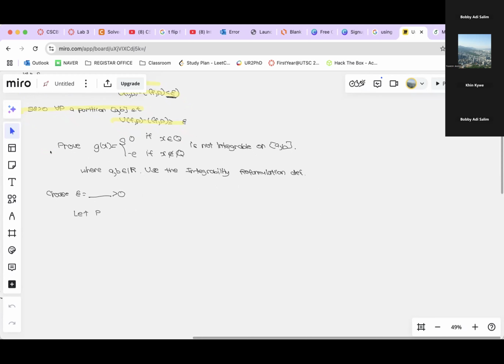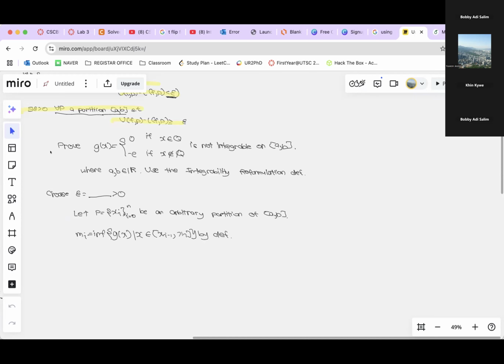So let P equal {x_i}, i equals 0 to n, be an arbitrary partition of a and b. This is because it must hold for all P, an arbitrary partition of a and b, so I wrote that statement down. Now we need to get m_i, which is equal to the infimum of g of x such that x is an element of [x_{i-1}, x_i], by definition.